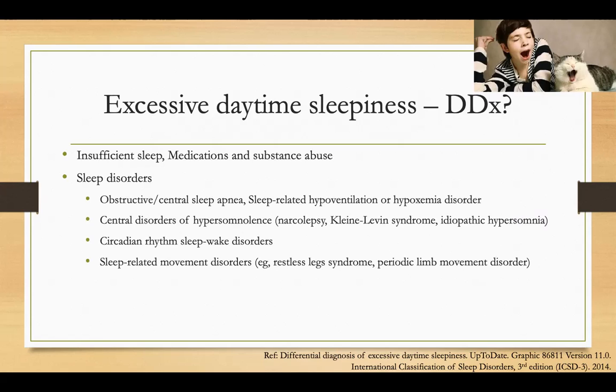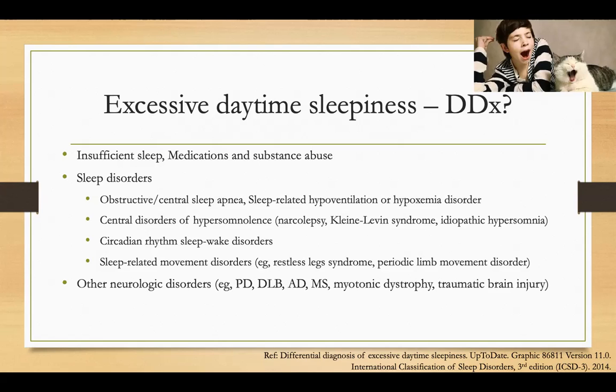The second common ones are central disorders of hypersomnolence, which narcolepsy belongs to. Also, circadian rhythm sleep-wake disorders and sleep-related movement disorders such as restless leg syndrome, periodic limb movement disorder. Other neurologic disorders may also cause excessive daytime sleepiness, for example, Parkinson's disease, dementia with Lewy bodies, Alzheimer's, multiple sclerosis, myotonic dystrophy, and brain injury.